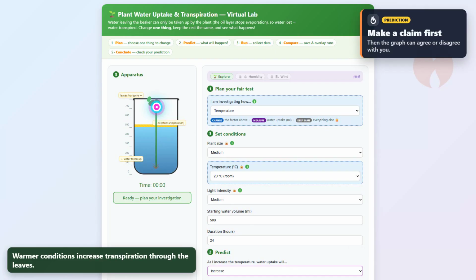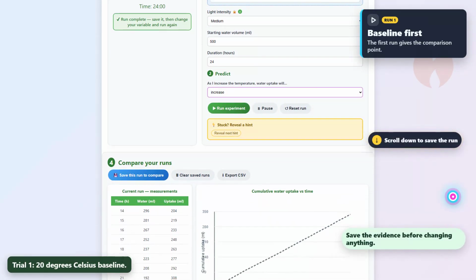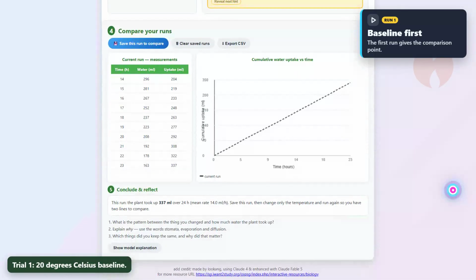Now run the first trial at room temperature, 20 degrees Celsius. Watch the beaker, the timer, and the data table. The simulation compresses many hours into a few seconds, so we can see a full day of data quickly. At the end of the run, save this trial. Saving is important because the graph will let us compare two lines, not just remember one number.